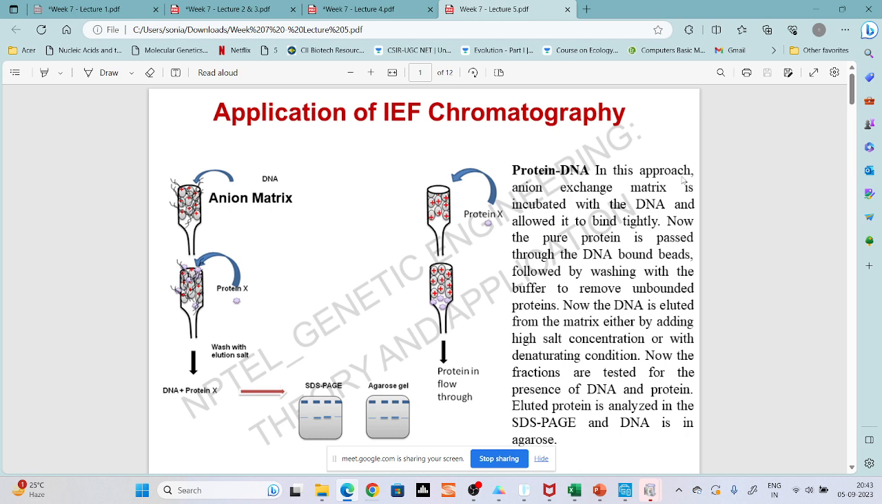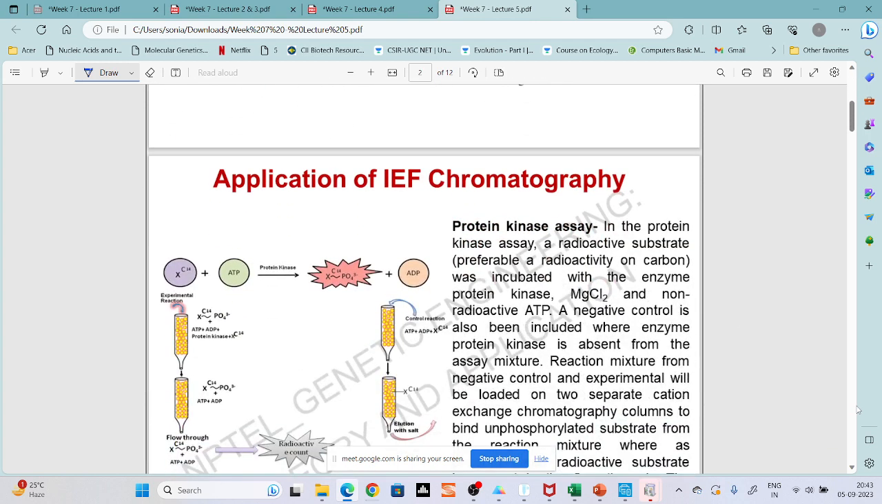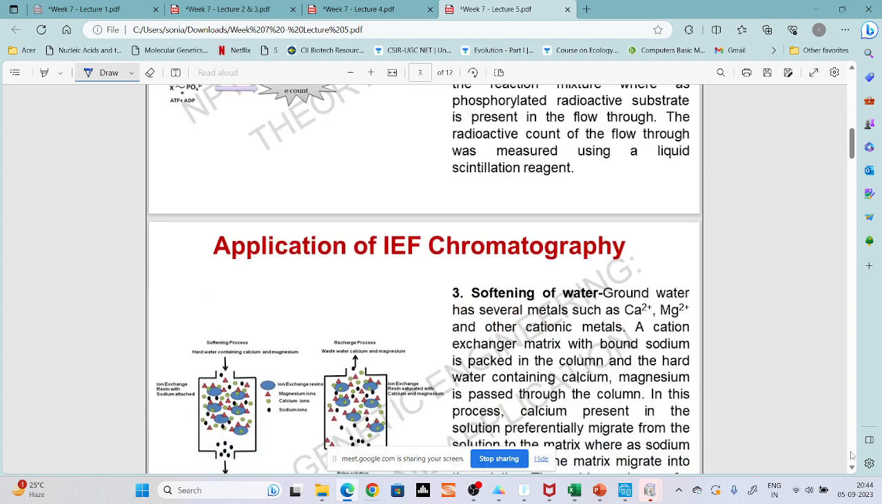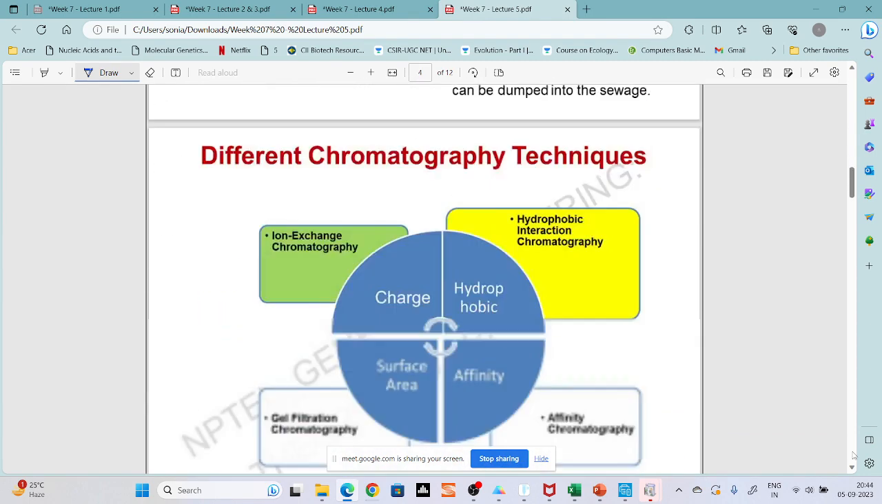Before this, ion exchange chromatography has a lot of applications. It can be used for studying protein-DNA interactions. It can also be used for studying the kinase assay. You just have to go through these; they are just the application part of ion exchange chromatography. It can also be used for the softening of water.